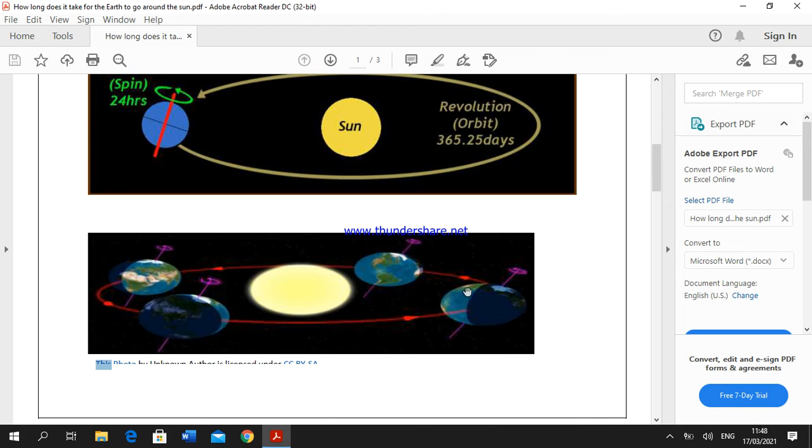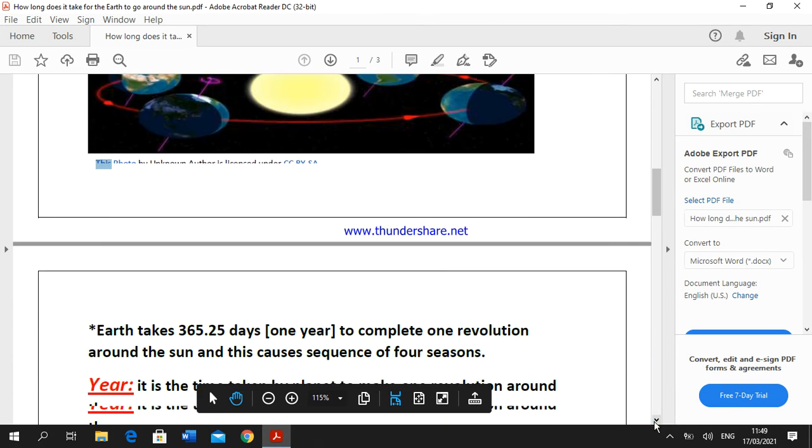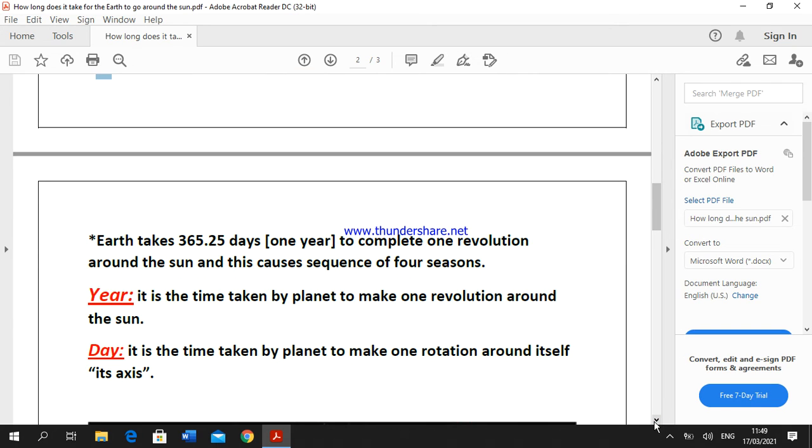When it is winter in the northern hemisphere, the southern hemisphere is in summer, and vice versa. When the northern hemisphere is in summer, the southern hemisphere is in winter, okay? And this is due to the Earth's tilted axis. So again, the Earth takes 365 and a quarter days, which means 1 year, to complete one revolution around the Sun. And this is called the sequence of 4 seasons: winter, spring, summer, and autumn.